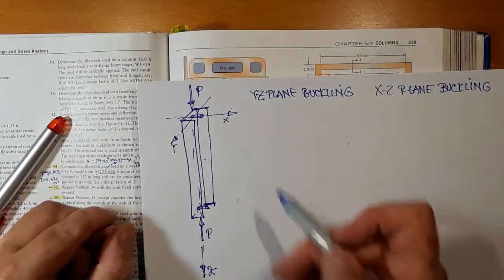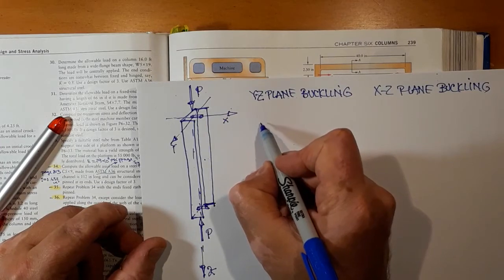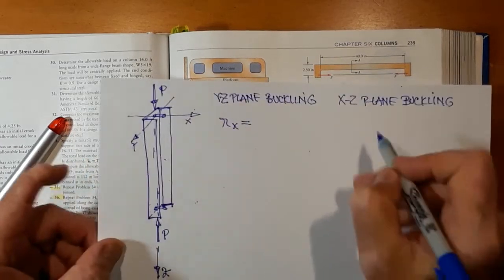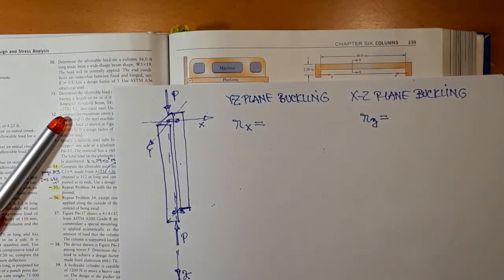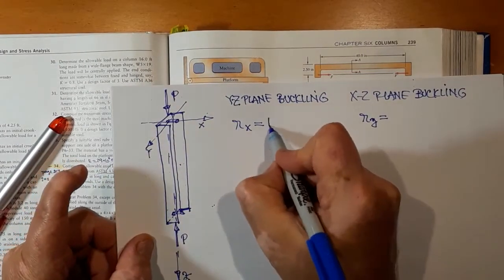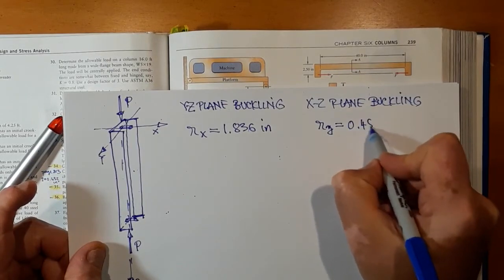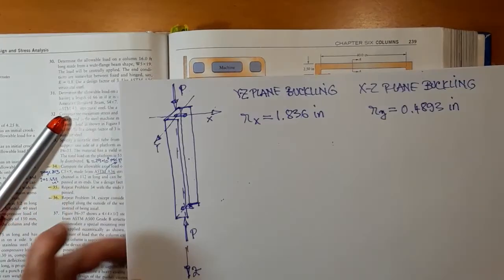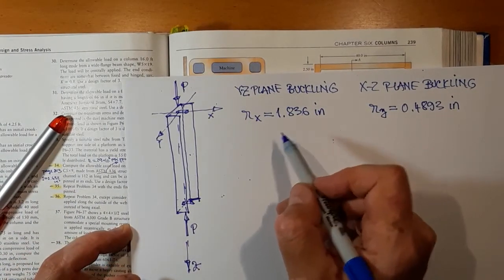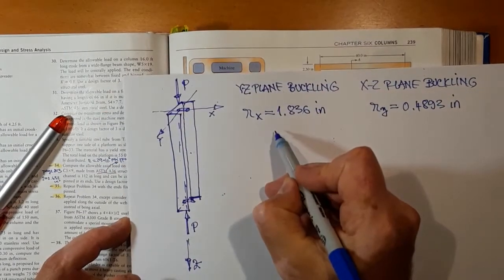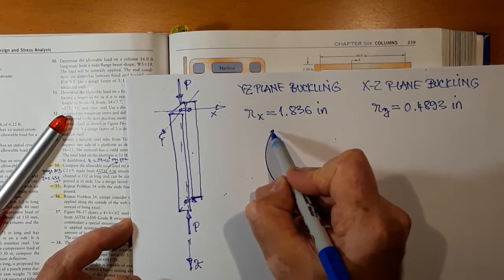So in the YZ plane, we're going to use the Rx value, and in the XZ plane the Ry value, which we have. So 1.836 inches. The other one is 0.4893 inches. We calculated them earlier, and so again, YZ, this would be this type of buckling.